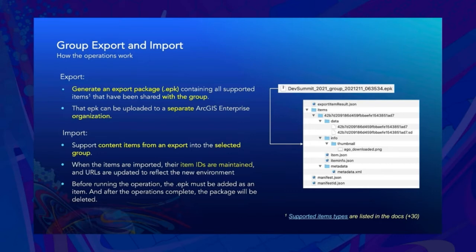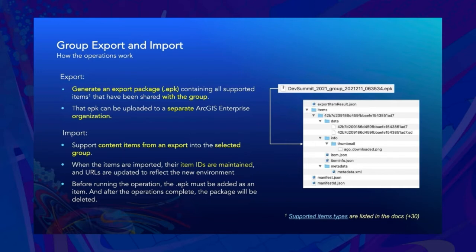Then we will upload that EPK file to a separate organization and run the import operation. How does the import operation work? After uploading that file, we will run the operation specifying the item ID of the file that has been uploaded with the EPK, or the EPK file, sorry. And after the import operation completes, it will delete the item of the file.